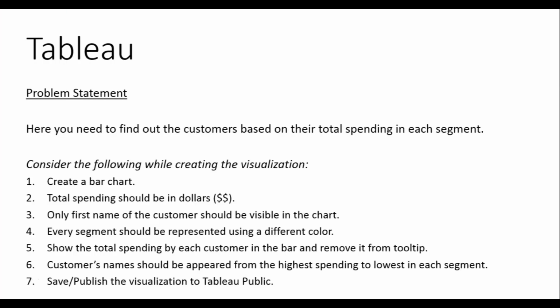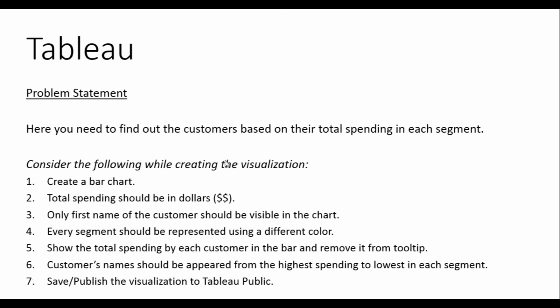Welcome all. In this tutorial we will create a bar chart. We have already completed points 2 and 3, not exactly 2 because we need to show it in dollars, which we'll see, but we now have the total spending column as well as the first name, right? In order to complete this, we need to find the customers based on their total spending in each segment, and the customer name should be the first name only. So now we have the first name, the total spending, and the segments, right? So let's create a bar chart.